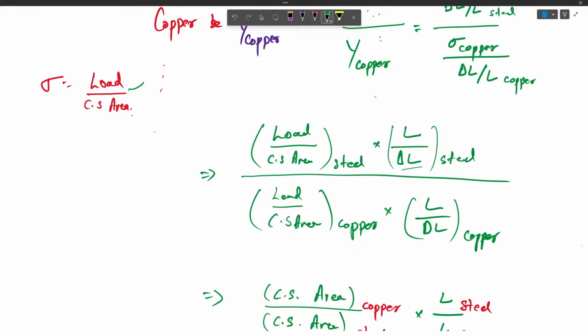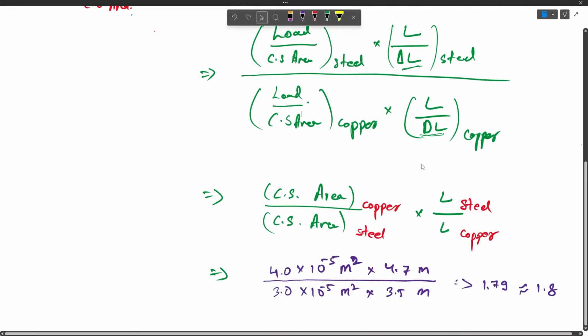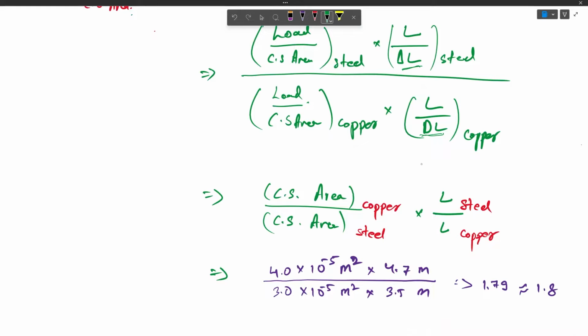Here delta L is the change in length, and we know that delta L for steel and delta L for copper are both equal, so the ratio of delta L of both will result in 1. We also know that the load given to both the wires is the same, so this will result in 1 as well. Now upon further simplification, we get the ratio of the Young's modulus of steel to that of copper to be equal to the cross-sectional area of copper multiplied with the length of steel divided by the cross-sectional area of steel multiplied with the length of copper. So upon solving, we get the ratio to be equal to 1.8.